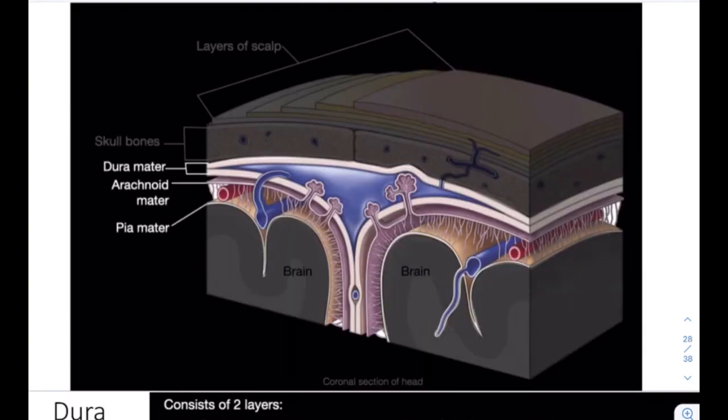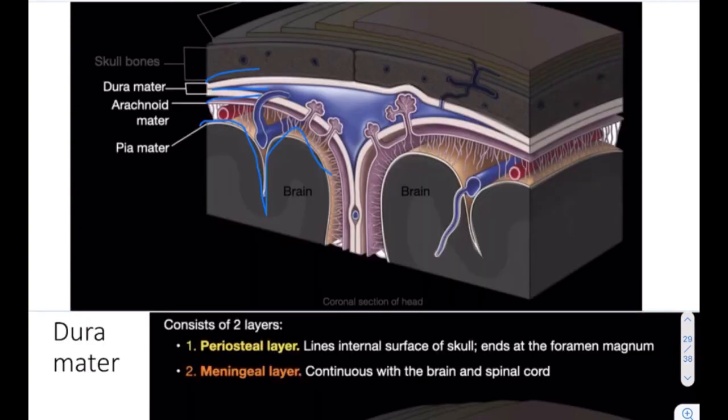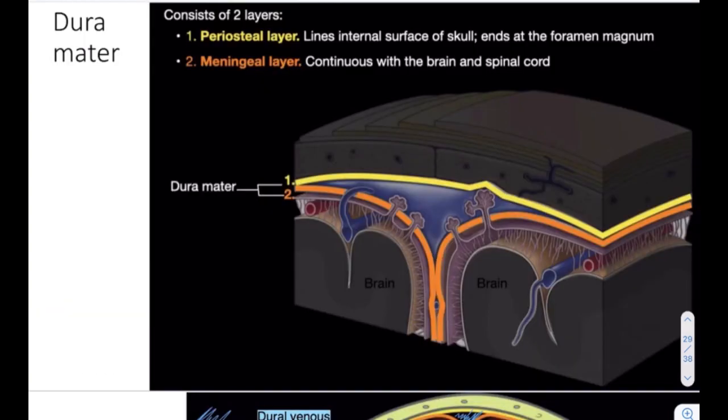Okay, so over here we have the dura mater, which consists of 2 layers. Then we have the arachnoid mater, and we have the pia mater. And we'll talk about them more in the upcoming slides. So the dura mater consists of 2 layers. The first layer is the periosteal layer, which lines the inside of the skull. So over here we have the skull. And then we have the meningeal layer, which covers the brain and the spinal cord.